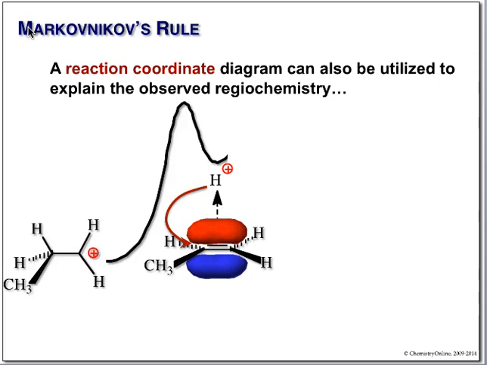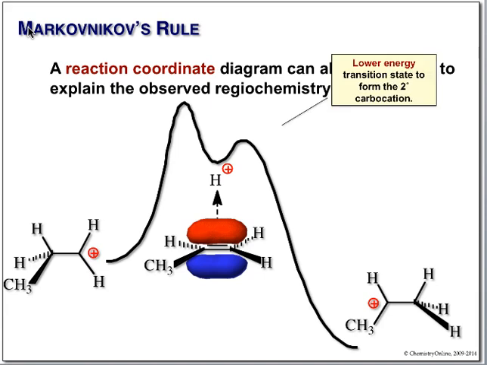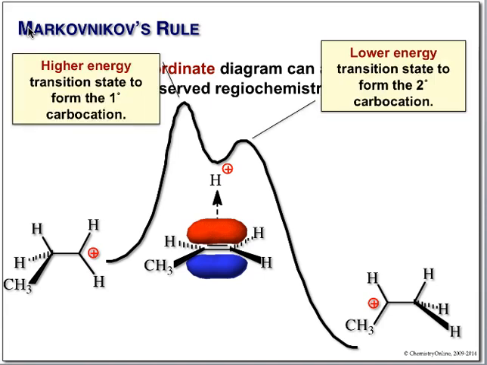If we did it the other way, if we let our hydrogen slide this way, our reaction coordinate would look like this. We would get the secondary carbocation. The energy required to go from here to this transition state is less. And that's why this is the preferred pathway. You always get the lowest energy transition state.